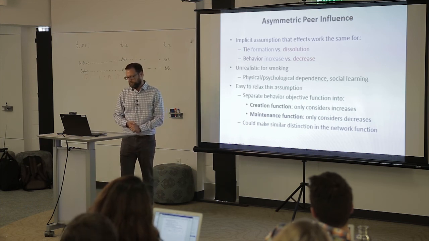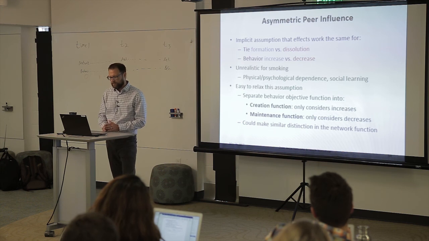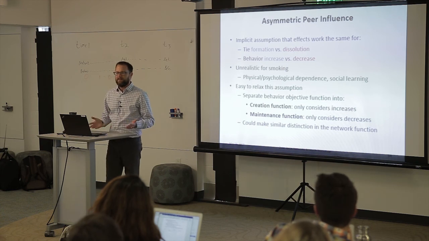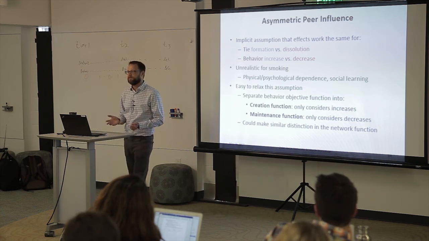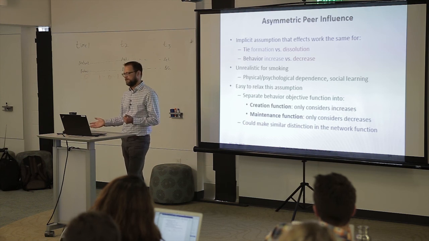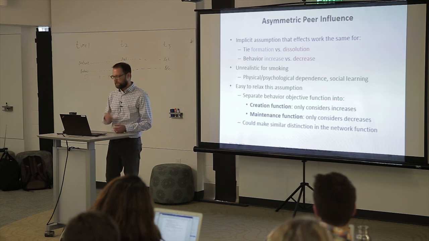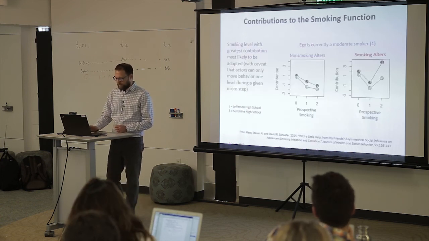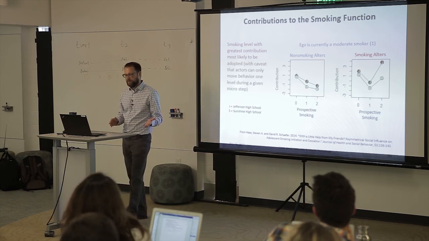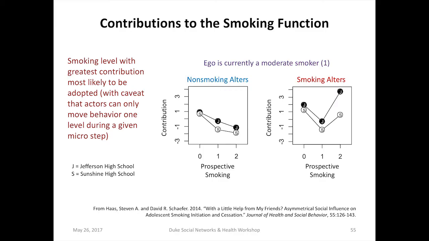Now, it's possible to only do this for certain effects. Okay, and so in the example I'm about to show, we freed the peer influence effect to differ between creation and decreases, but kept everything else constrained to be equal across the two. Okay, and so with smoking, this is what we found. And I turned the parameter estimates into these predicted contributions to the behavior function, because it makes it a little bit easier to interpret.